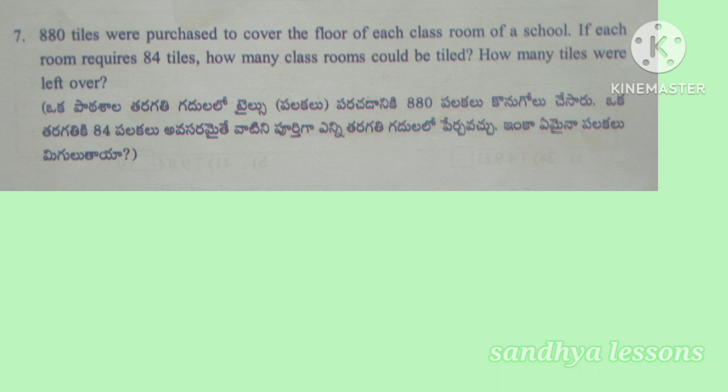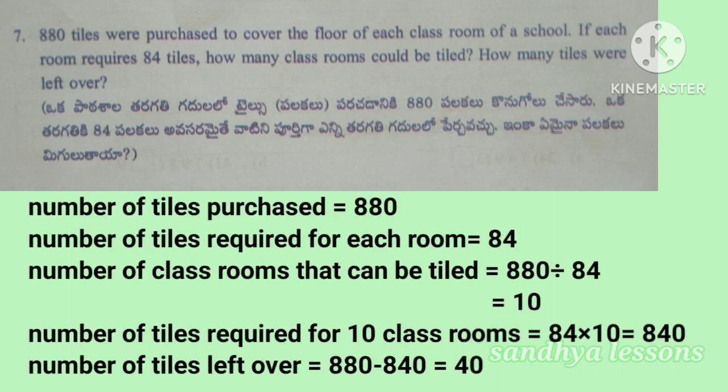Seventh problem. 880 tiles were purchased to cover the floor of each classroom of a school. If each room requires 84 tiles, how many classrooms could be tiled? How many tiles were left over? Solution. Number of tiles purchased is equal to 880. Number of tiles required for each room is equal to 84. Number of classrooms that can be tiled. We can get this by dividing number of tiles by the number of tiles required for each room. That is 880 divided by 84. By dividing we get 10. Number of classrooms that can be tiled is equal to 10.